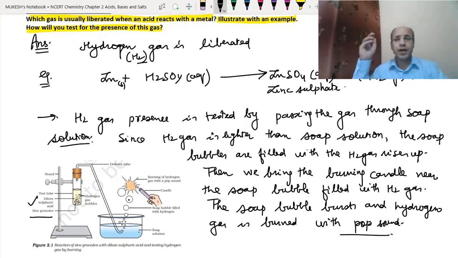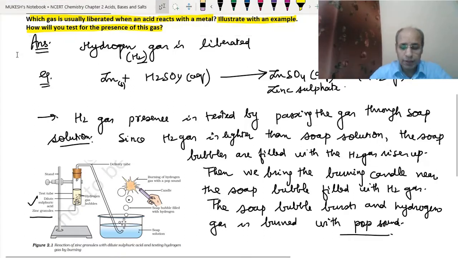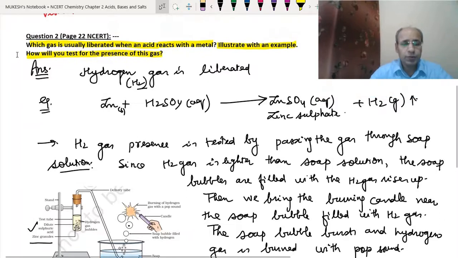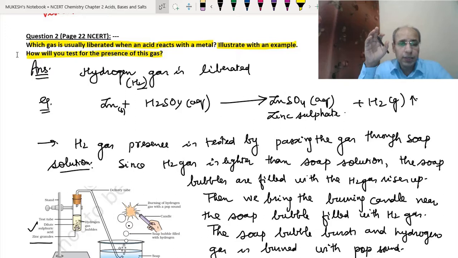Okay, so now again the question is, which gas is usually liberated? The hydrogen gas is liberated when the acid reacts with the metal, and we have given the example of zinc with sulfuric acid, where zinc sulfate is formed and hydrogen gas is formed. Now we have to test the presence of the hydrogen gas.